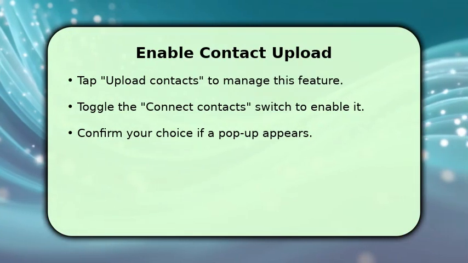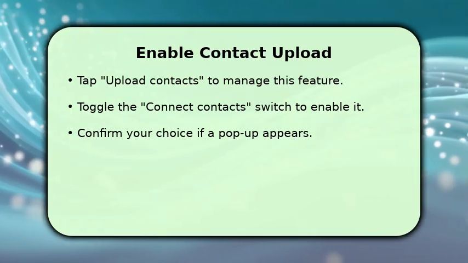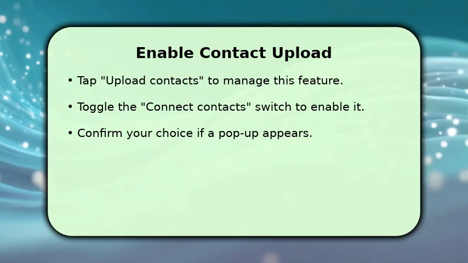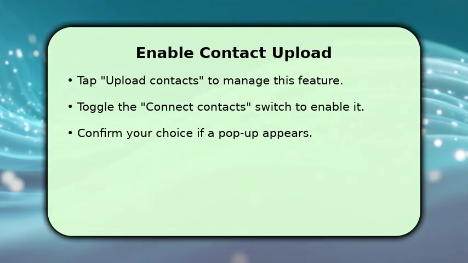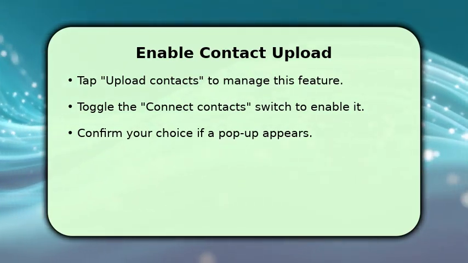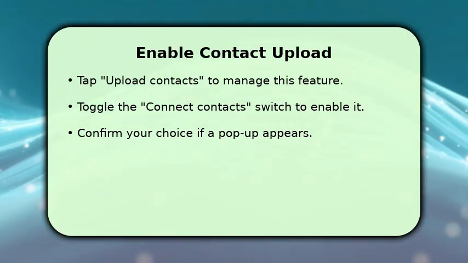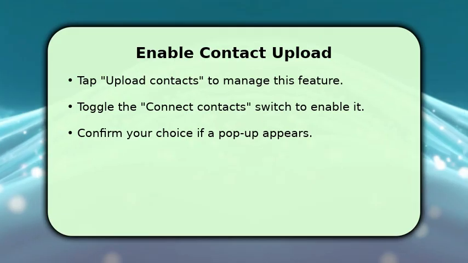Now you should see an option labeled Upload Contacts. Tap on this. Here, you'll find a toggle switch for Connect Contacts. Simply tap this switch to turn it on. If Instagram asks for confirmation or permission to access your contacts, make sure to allow it to proceed.